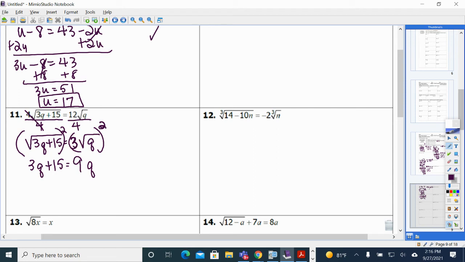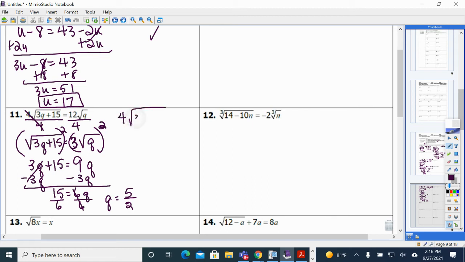Now I want to subtract the 3q. And we get 9 minus 3 is 6. Divide by 6. And you're going to get q equals 15 over 6, which reduces to 5 over 2. And then you'd have to substitute that back in.